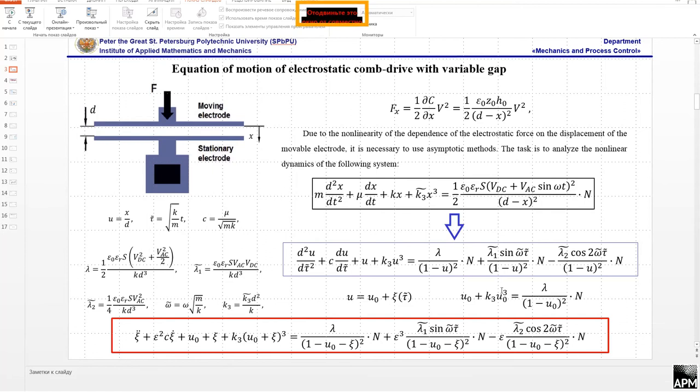After substituting the expansion for the static deflection and the dynamical addition, an equation for the dynamical addition Xc will be obtained. In this equation, on the right-hand side, Xc is in the denominator, and in order to apply asymptotic methods, this must be avoided. Two options are possible here: multiply by the denominator of the right-hand side, or expand the given fraction in a Taylor series in terms of function Xc. We have considered both options.